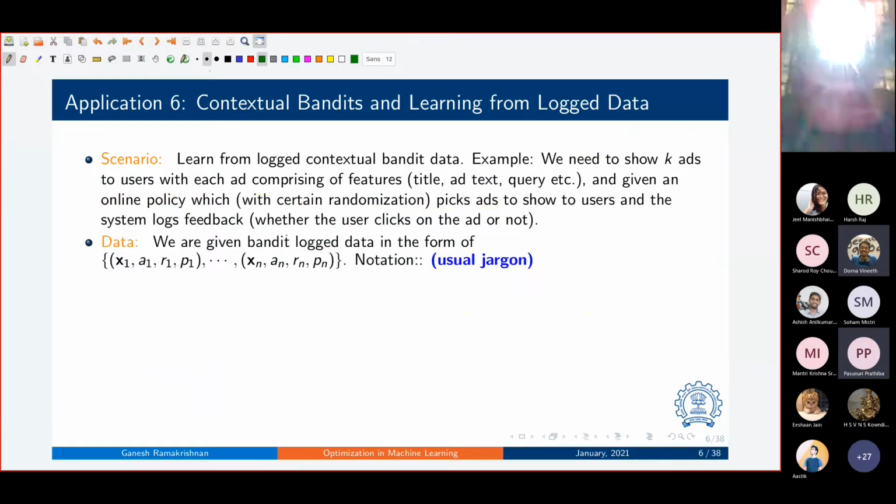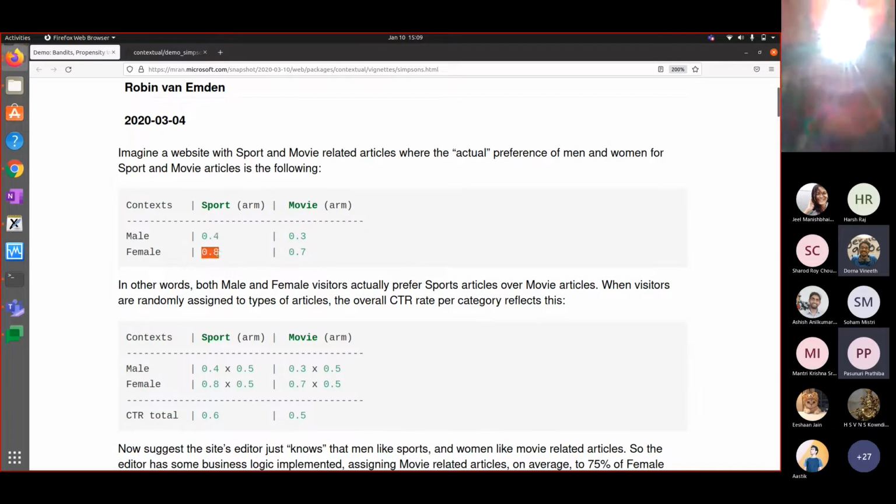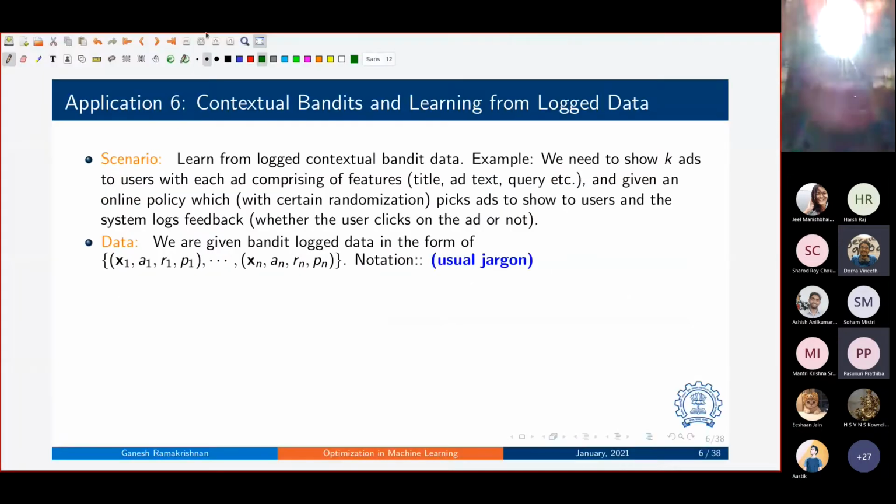Let's capture this. We are given this kind of bandit log data in the form of x1, a1, r1, p1. What is x1? The features we saw. a1 is the action that was taken by the online policy. r1 is the reward that was assigned by the user. p1, on the other hand, what is missing in this entire discussion? What is p1? There's a bias associated with this p1.